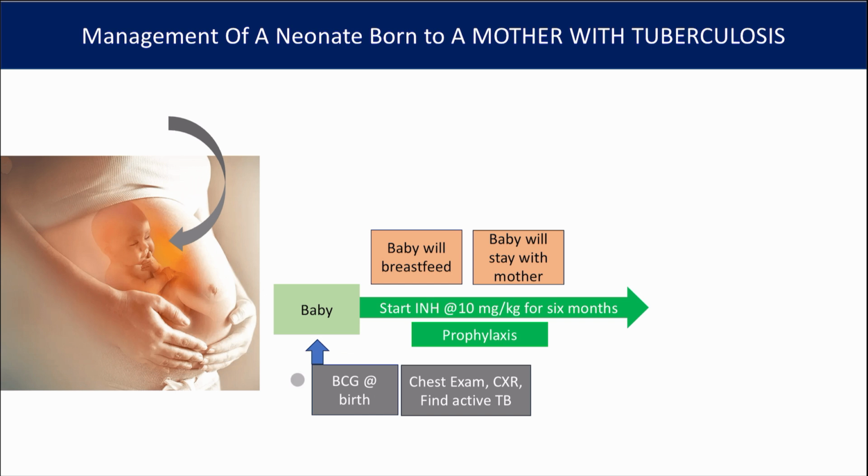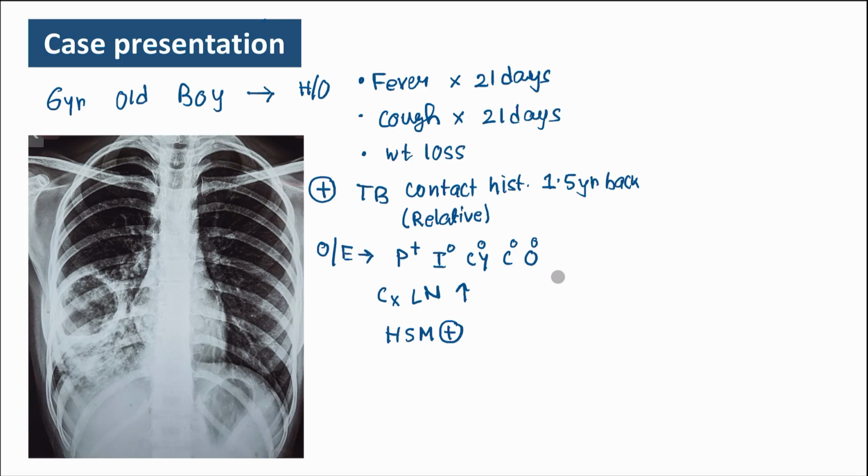And at birth, the baby should receive BCG, and after that clinical examination, chest X-ray and CBNAAT should be done to find out whether active TB is present in this baby or not. If active TB is not present, continue this prophylaxis. Okay, and the baby should be well breastfed, and the baby will stay with the mother. Don't forget it. Okay, so we were discussing this case, and now you can tell what the diagnosis is. This is a case of pulmonary TB. The treatment here will be 2 HRZD and 4 HRE.